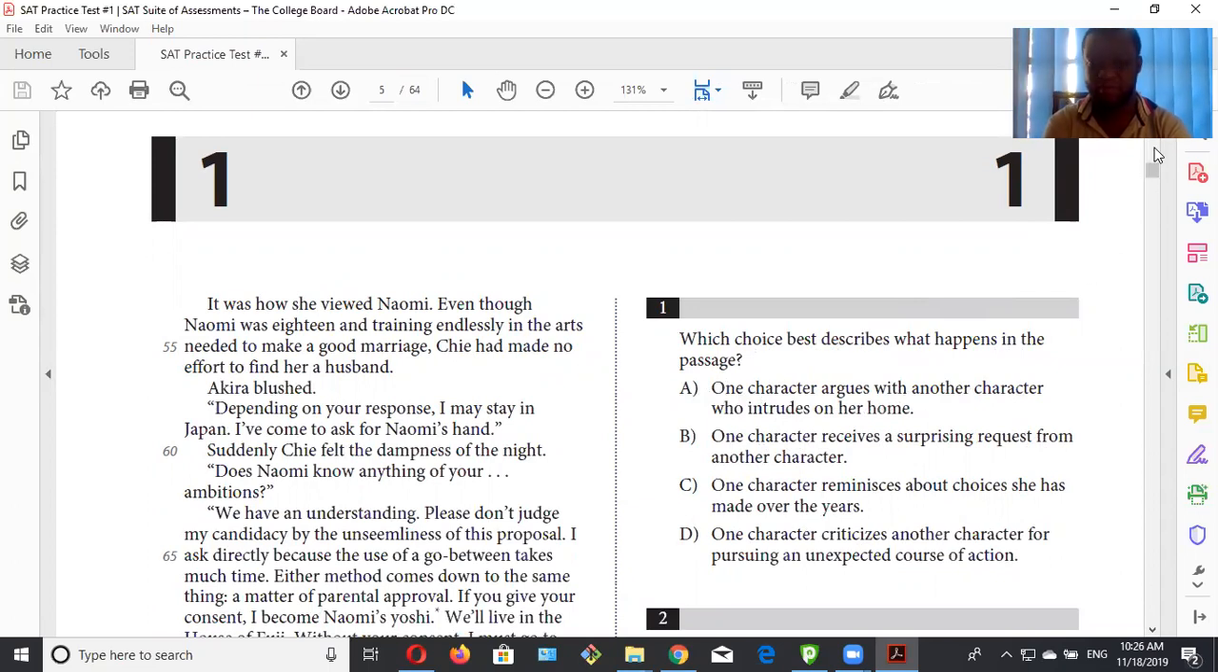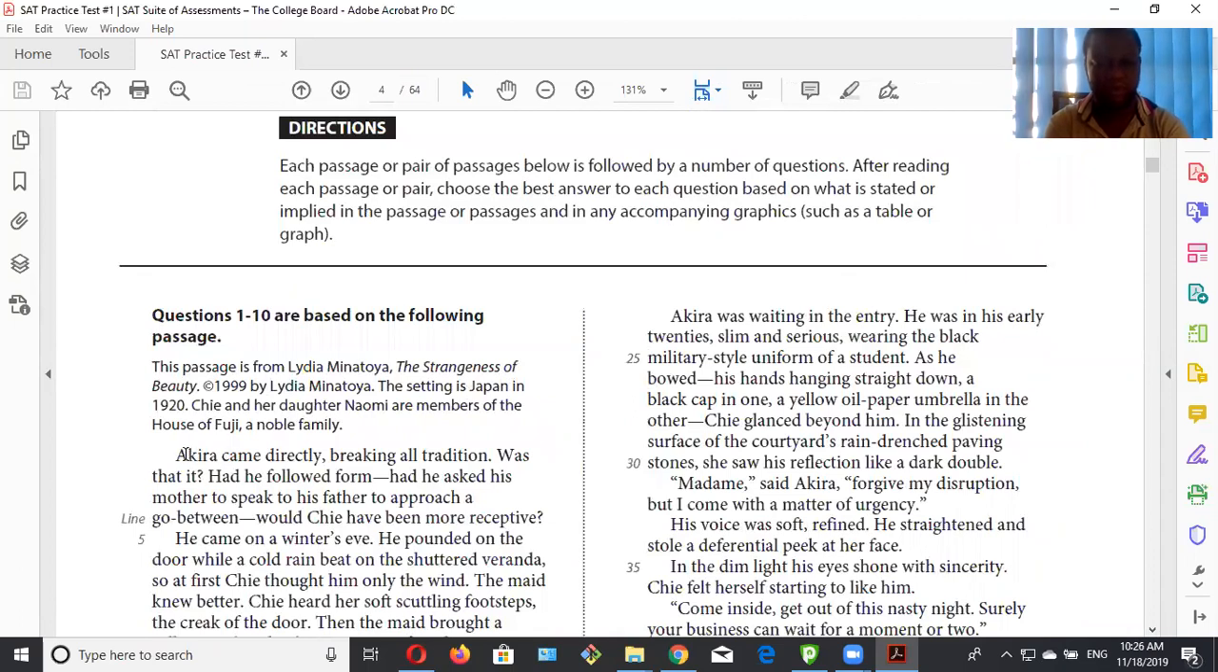So let's go back to the first paragraph of the passage. We're told that Akira came directly, breaking all tradition. Was that it? Had he followed form? Had he asked his mother to speak to his father, to approach the go-between? Would she have been more receptive? So this is writing in retrospect, after the incident that's described in subsequent paragraphs. This is like looking back. She was not very receptive to Akira's proposal in this passage, and so the author is asking if he had done things differently, would she have been more receptive?